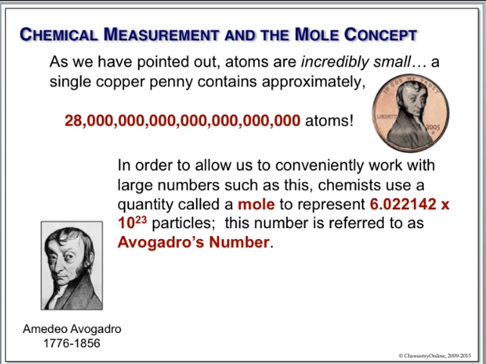What Avogadro did was develop a way to let us use very large numbers by using the unit mole. A mole, we'll see, is 6.02 times 10 to the 23rd things. Things. It's just like using the word dozen to represent 12 things. This is just a very, very large number. When we refer to this number, we call it Avogadro's number.